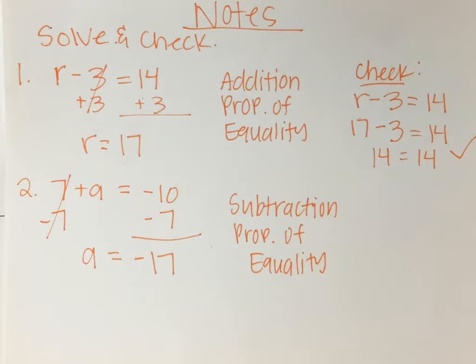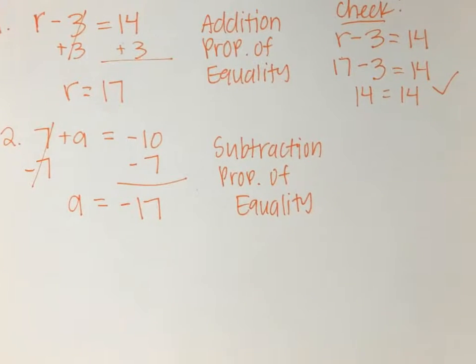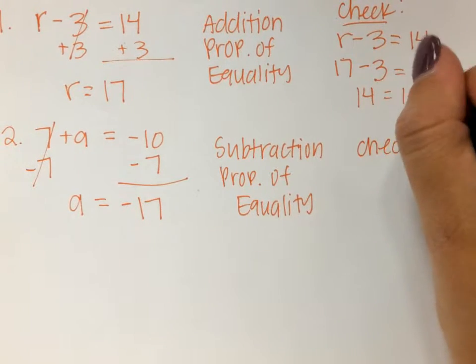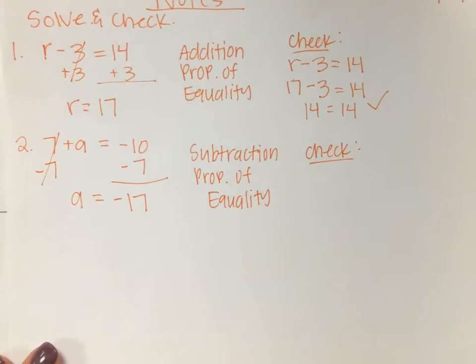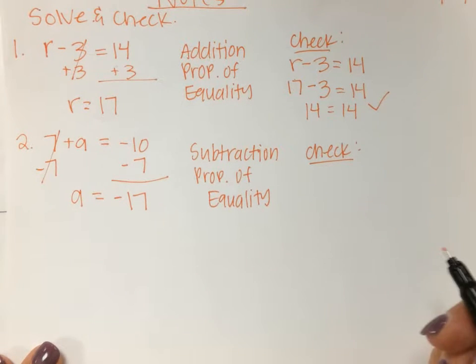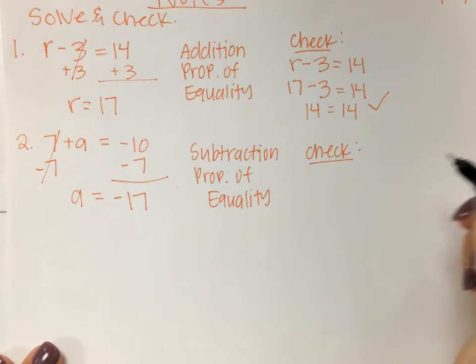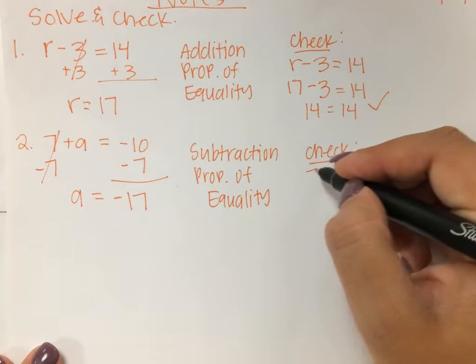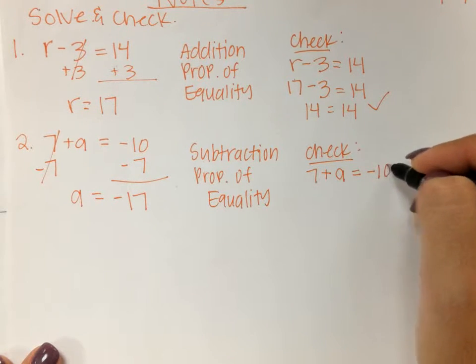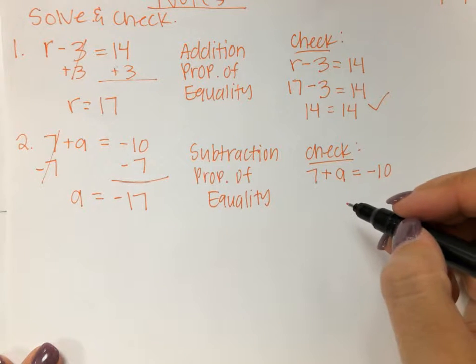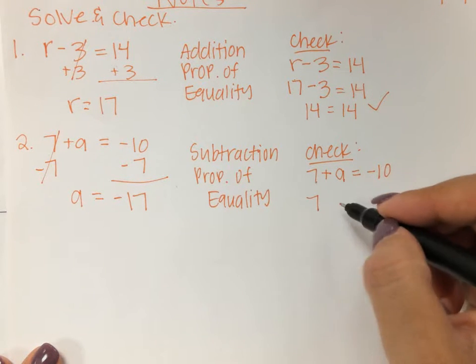Am I done? Gotta check it. So how do I check it? Olivia. You start off with the 8, the 7. That's 7 plus 8 equals 10. And then you do 7, negative 17.